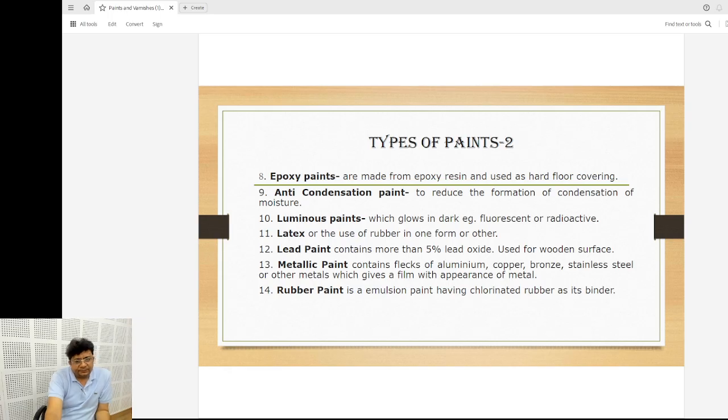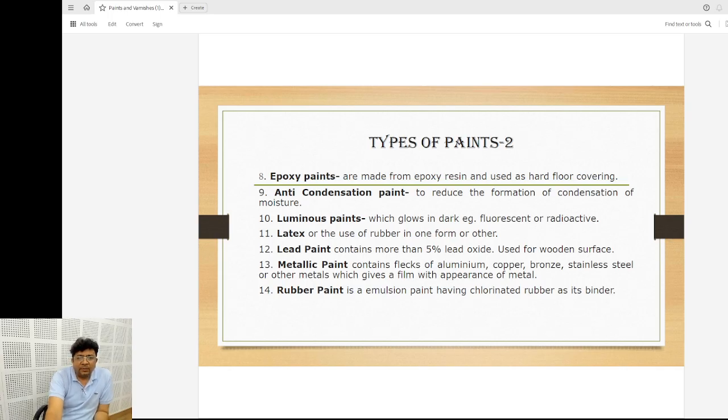Then there are some specialized industry paints, for example, anti-condensation paints to reduce the formation of condensation of moisture. Then we have luminous paints also, which glow in the dark. For example, when we go on the road and we see road markings and all, which are required to be fluorescent or radioactive, that is called luminous paints. That is for specialized purposes. All our glow signs or the signages used in public places, so that they are visible in the dark, we use luminous paints.